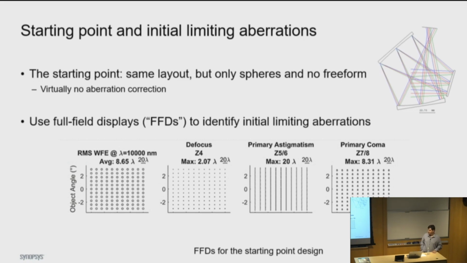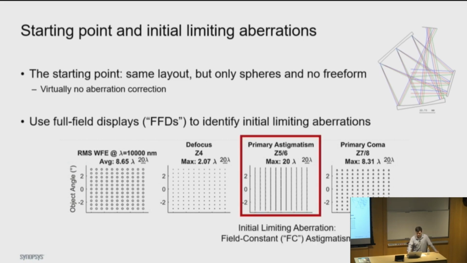So in this case, we see that we're starting off with 8.65 waves of RMS error, and that is almost entirely driven, or at least initially limited by the primary astigmatism that's shown here. This primary astigmatism is constant over the field, so we're dealing with uniform field constant astigmatism. That's our initial limiting aberration, and that's what we want to correct first. So if you remember our design approach, we have identified an aberration. We now want to introduce variables in order to correct this aberration.